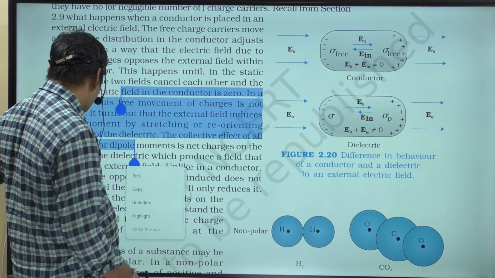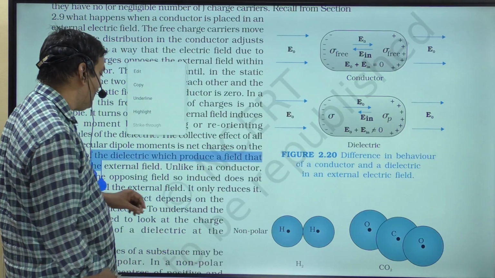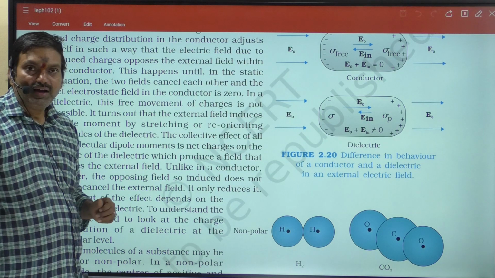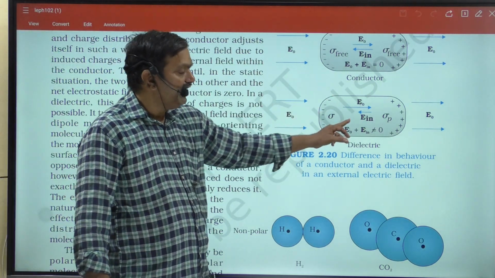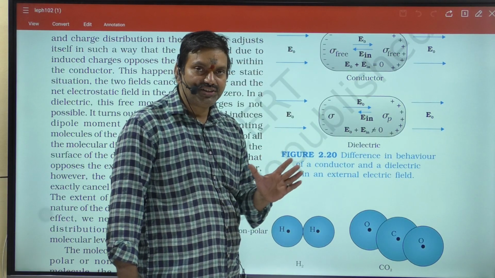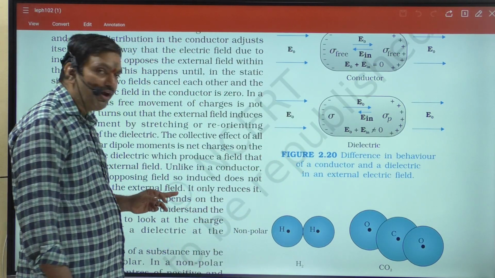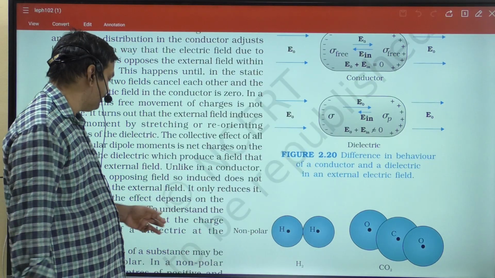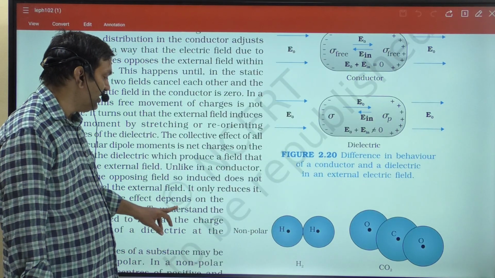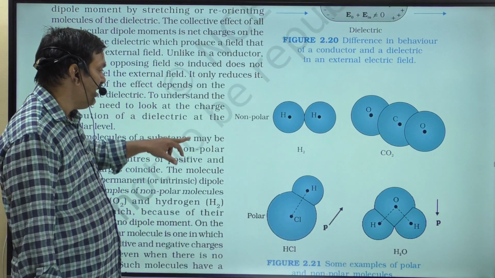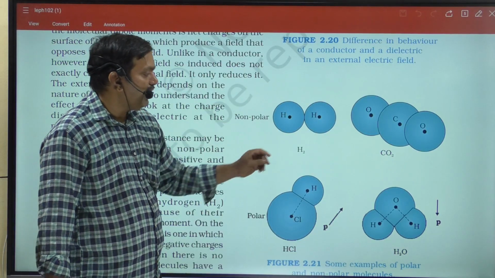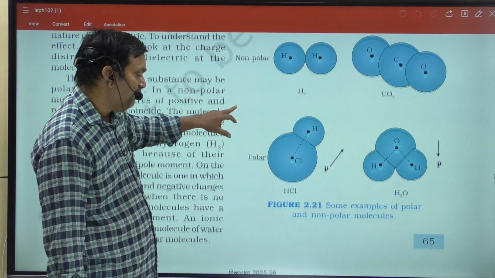Now, to understand why this effect occurs, we need to look at the charge distribution of a dielectric. This effect we need to understand in detail. Unless you go to the micro level of the dielectric, you cannot understand it. Only then can you understand the effect, right? As you see here, we basically have two things: polar molecules and non-polar molecules.